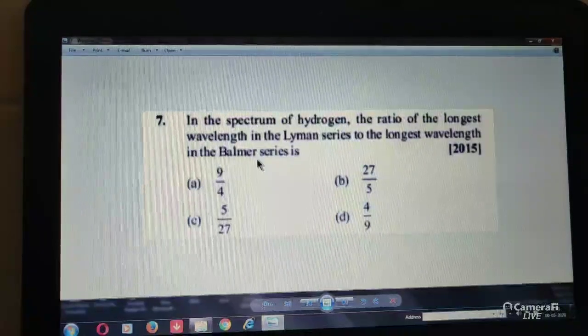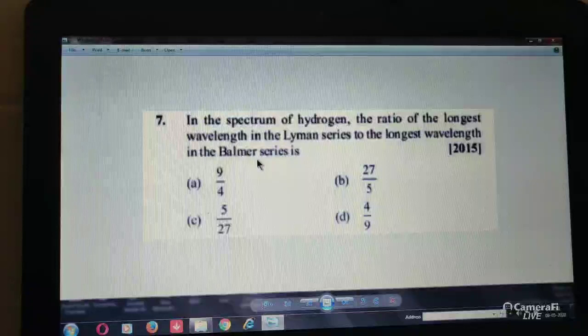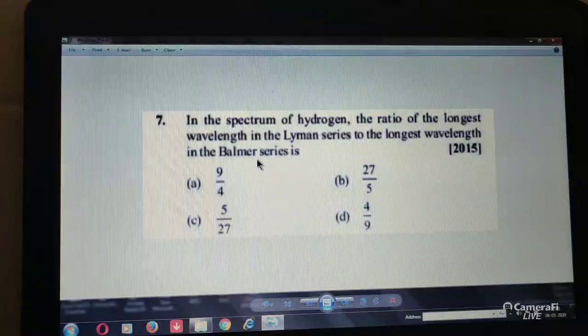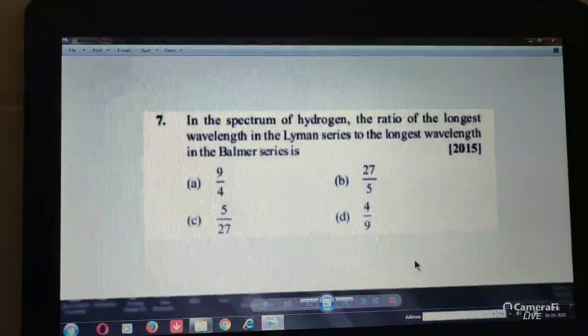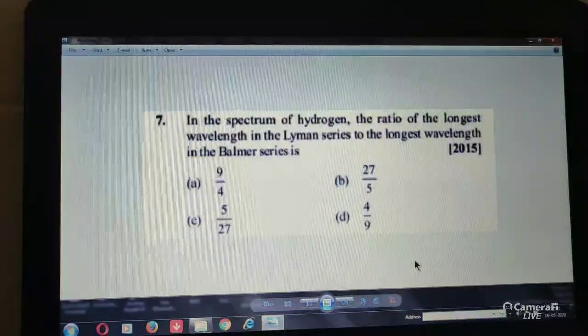If they mention long distance, that represents infinity. This is the longest wavelength. Please remember one more thing: whenever the energy level is increasing, the energy is also increasing.